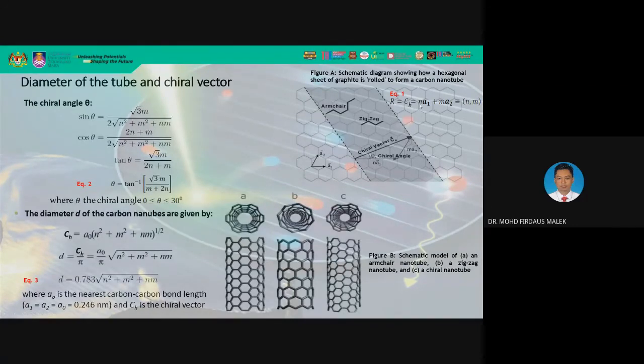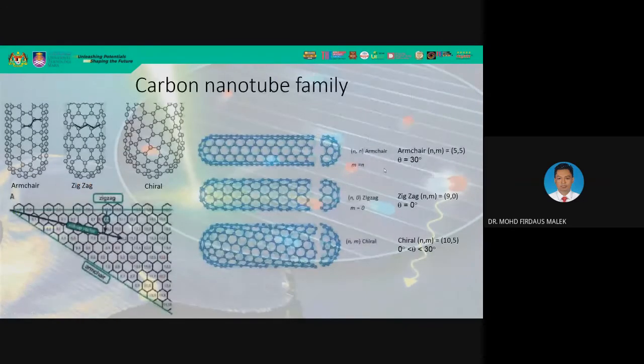Okay, so you can see this one. The n and m are integers, the value of the integer. If the length of the integer is the same, okay, 5, or any numbers which are the same, n is equal to m, so it is armchair. For zigzag, n has a number and m must equal 0.